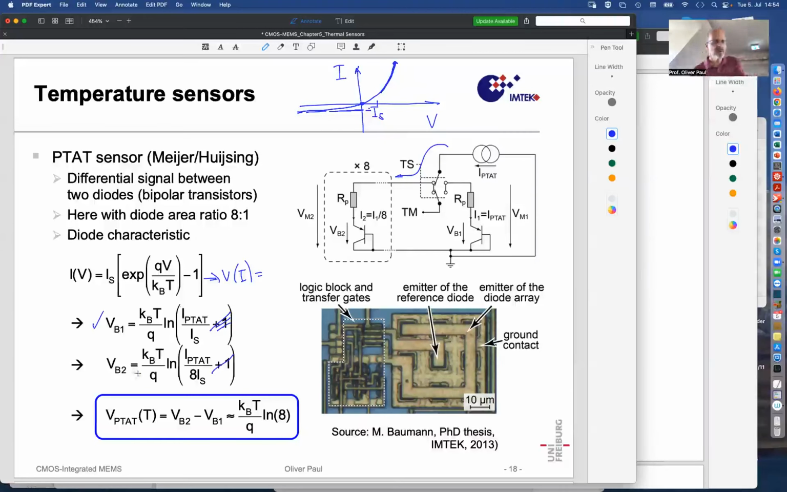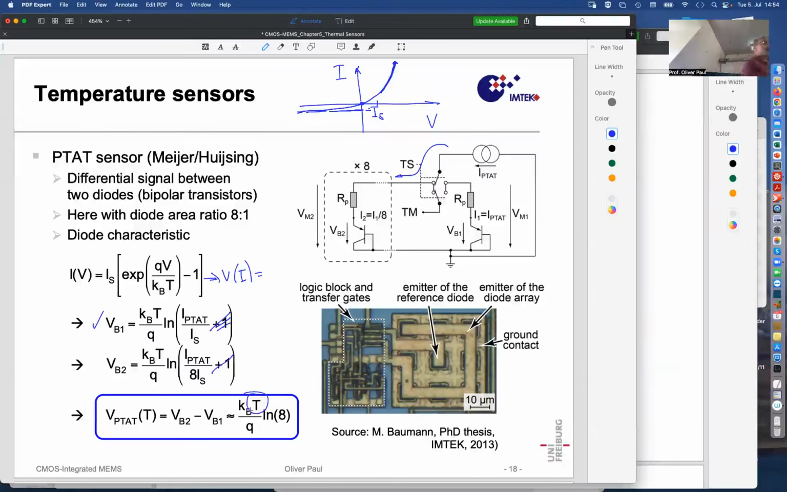So we are in this mode VB2, where each diode is charged with 1/8 of the current, and therefore the voltage across each diode is only VB2. They are connected in parallel, so their common voltage is VB2. So by switching back and forth and measuring the difference of the voltages, we obtain exactly this value here. And this value is logarithm 8, about 2, times KBT over Q. It's proportional to T.